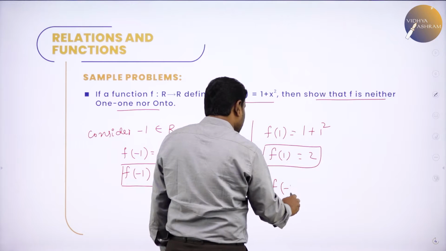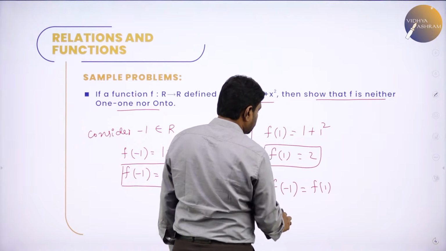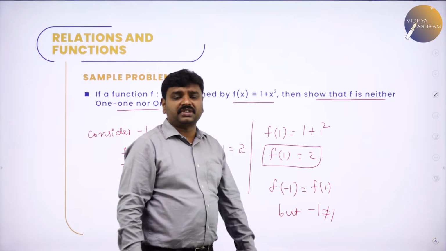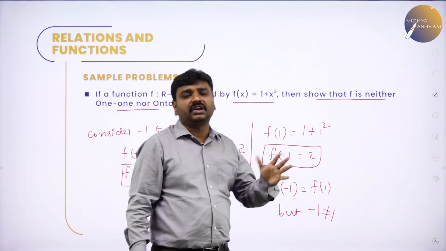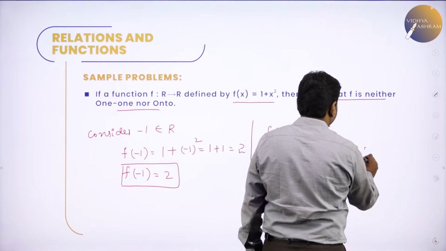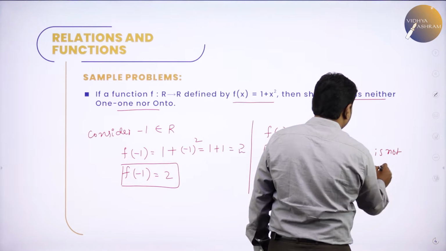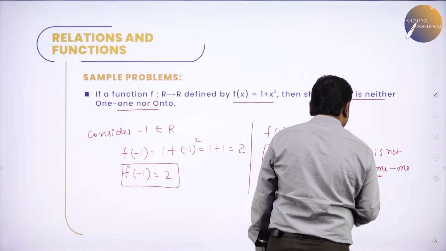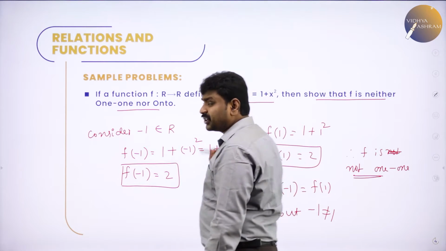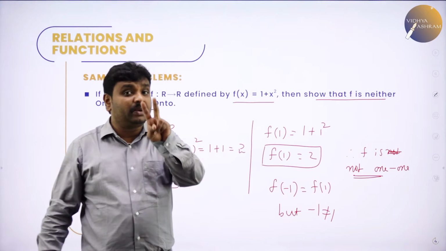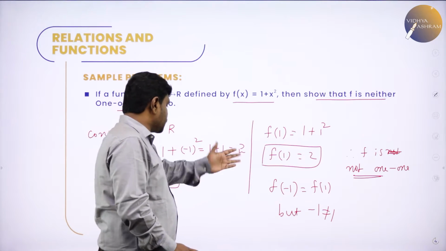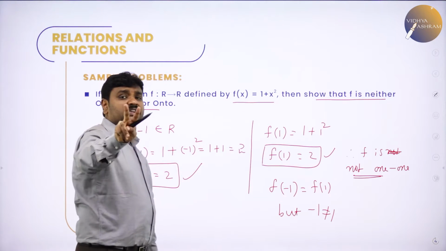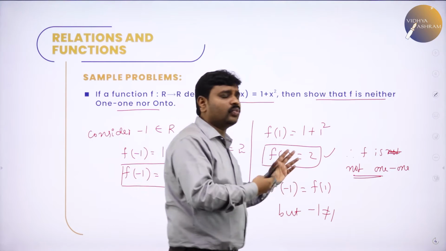Here F of minus 1 is equal to F of 1, but minus 1 and 1 are not the same, meaning two distinct elements have the same image, therefore F is not 1-1. I want you to prove not 1-1, we proved it by taking one example. Why is F not 1-1? F is not 1-1 because the image of minus 1 is the same as the image of 1. Two elements should not have the same image. Here I have two elements with the same image. The image of minus 1 is 2, the image of 1 is also 2. If two elements have the same image, then it is not 1-1.